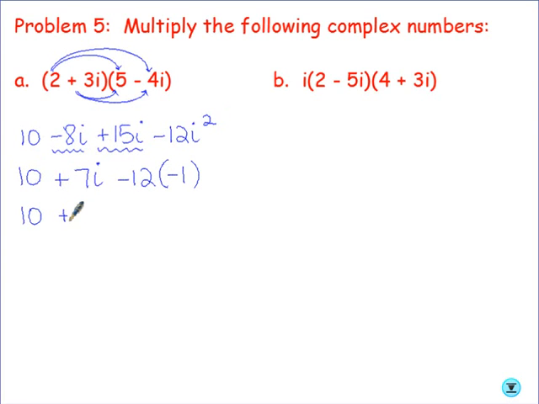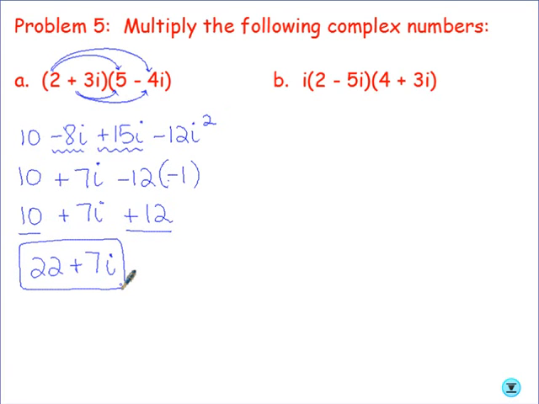Keep the 10, keep the 7i. Negative 12 times negative 1 is positive 12. Use those negative signs. Finally, 10 plus 12 is 22 plus 7i. How'd you do by yourself on that one? Hopefully you got the right answer.